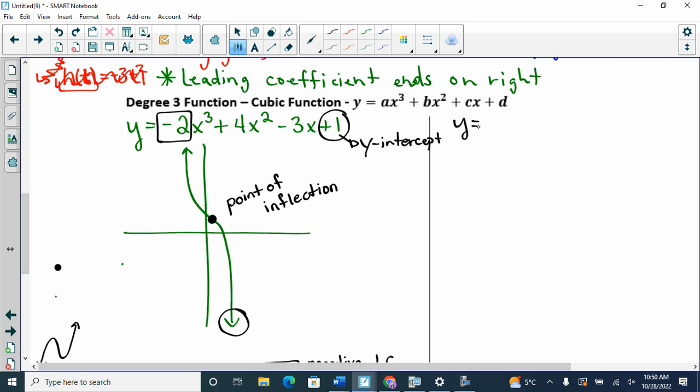So y equals negative 2x cubed plus 4x squared minus 3x plus 1. Type it in. And we're going to be, oh goodness, it is the exact same. It's positive. Sorry. I wanted a positive leading coefficient.